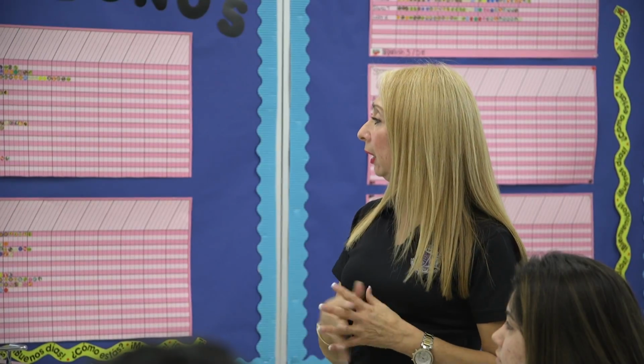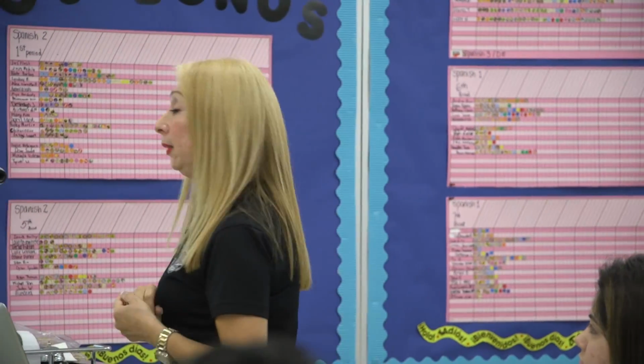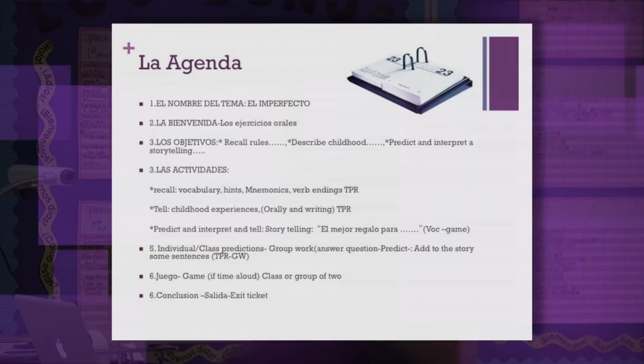And the next objective is going to be, I want you to talk about your childhood. I want to know about yourself. And I want you to do oral and writing. And the third objective, we're going to read a story. And we're going to do a lot of predictions, interpretations. And we're going to comprehend what's happening in the story. So, okay? That's the three things. Any question? ¿Alguna pregunta? No? Okay. Vamos a empezar.